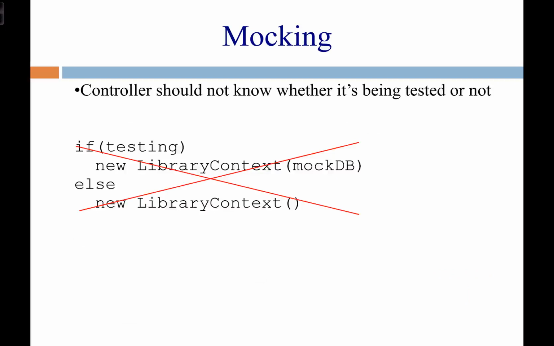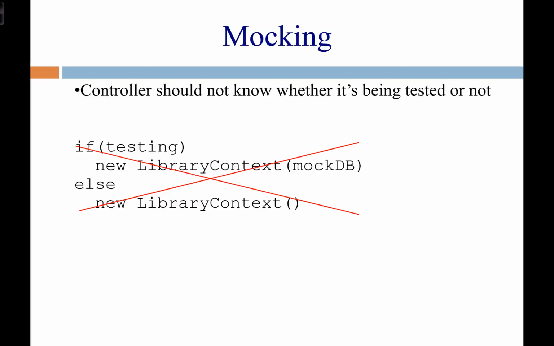So the way we would need to do this is every controller would need to have something like this. If we're running unit tests, then make a library context with the mock database, else make a default library context that will go to the real server. But I have this crossed out. This is clearly bad design.